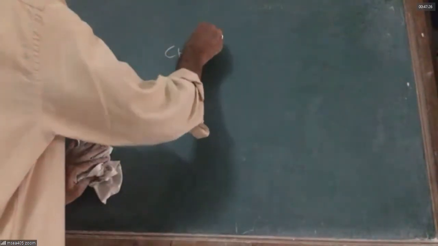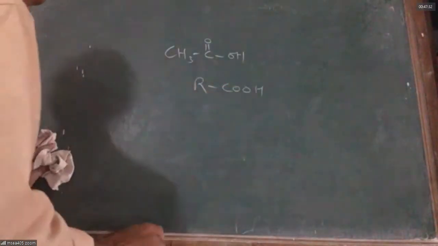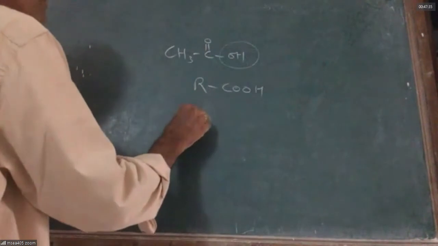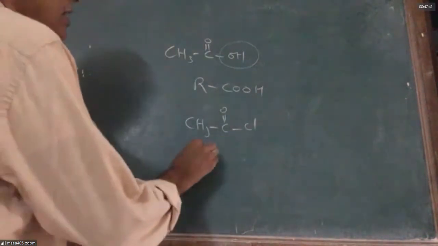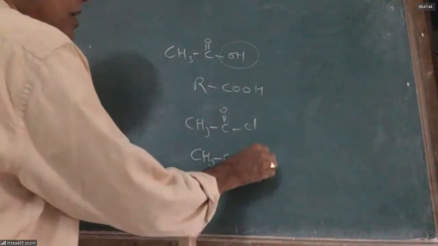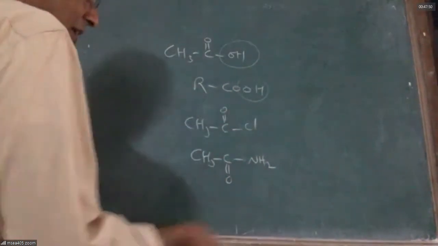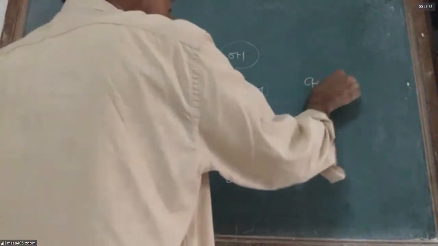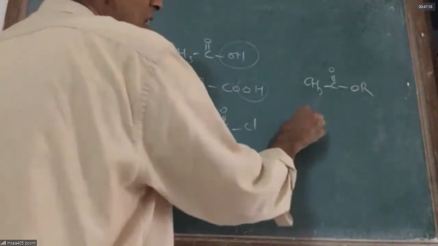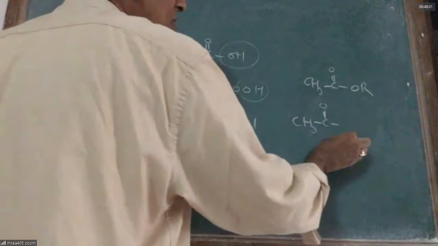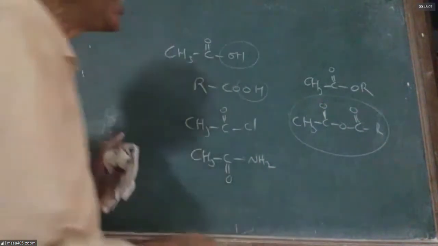See, this is the acid. I represent it as RCOOH. In this acid, if I remove OH with something else, like if I write Cl, it is called acid chloride. If I write NH2, I call it acid amide. It means I am replacing OH minus with something. If I replace OH minus with OR, it is called ester. If I replace OH minus with RCOO, then it is called acid anhydride.